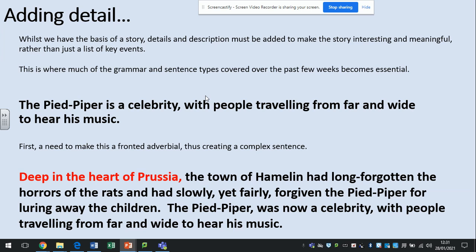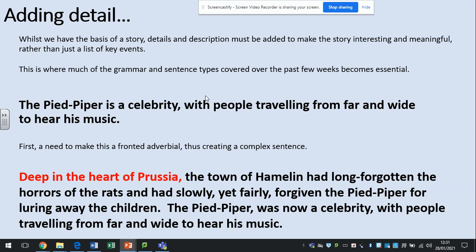Now, first of all, Prussia is an old German kingdom, okay? As Hamlin is set in Germany, I've decided that Hamlin is going to be in Prussia. It's in the modern day state of Lower Saxony, but Lower Saxony, before Germany existed as a country, was in the kingdom of Prussia. That's why I've chosen Prussia. So I've got my fronted adverbial in there.